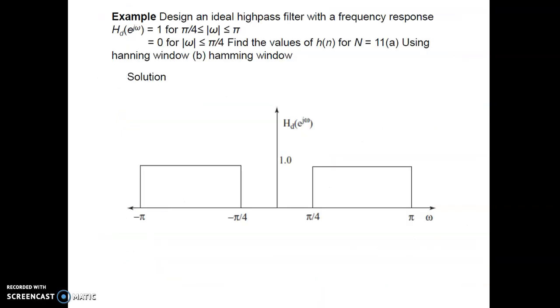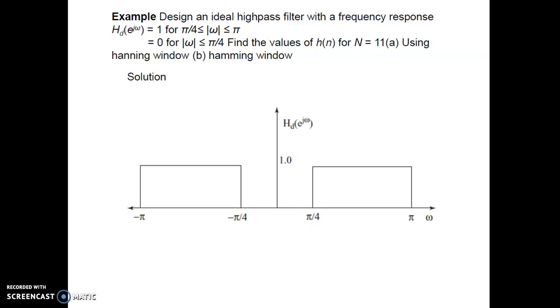Now let us take another example, where we need to design a high pass filter with a frequency response Hd(e^jω) equal to 1 for π/4 less than or equal to |ω| less than π, and equal to 0 for |ω| less than or equal to π/4. Find the values of h(n) for N equal to 11 using the Hanning window and Hamming window.